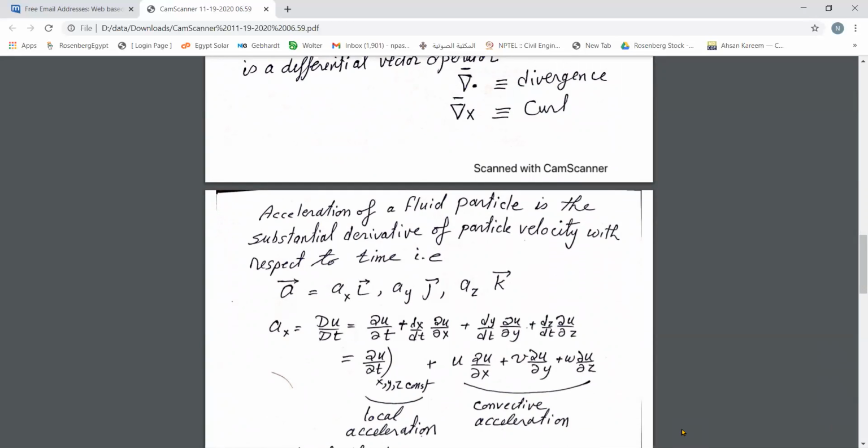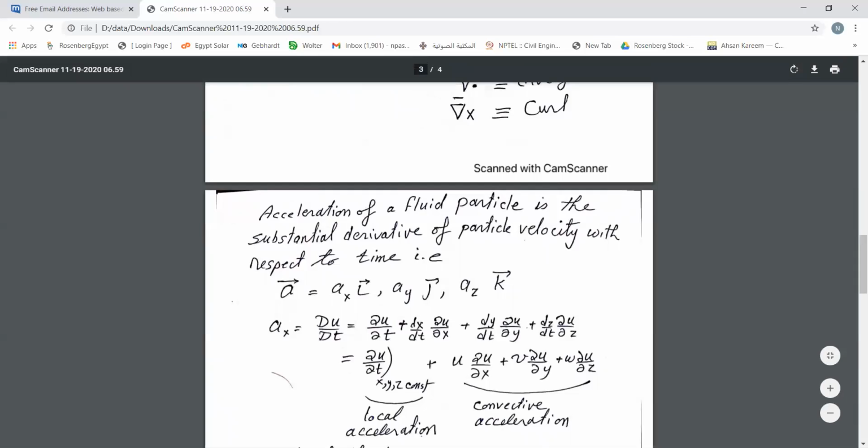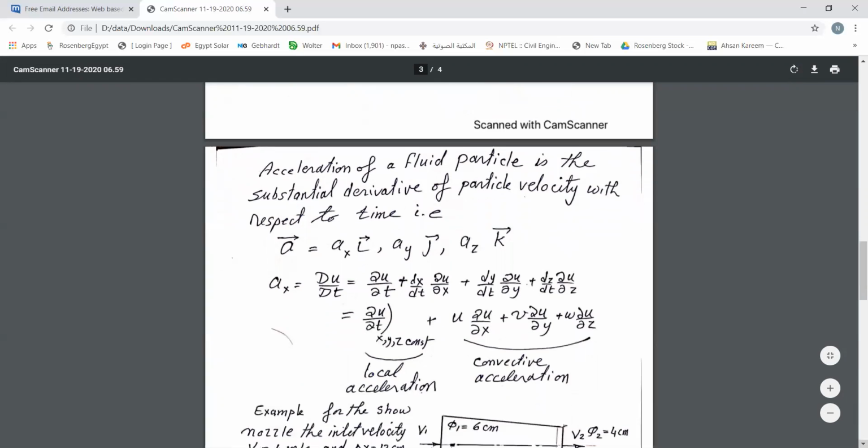And as an example here, I have the acceleration in the direction of x: partial u partial t, where x, y and z are constants. That's a local acceleration, plus u du/dx, v du/dy, plus w du/dz. This is the transport acceleration, or convective acceleration. Notice for solids, we don't have this convective acceleration. For fluid, since the flow is moving, we have u, we have v and w. We have variation of u with respect to x, we have variation of u with respect to y, and accordingly, we do have convective acceleration for a fluid particle. When I say acceleration, I mean both local acceleration and convective acceleration together.